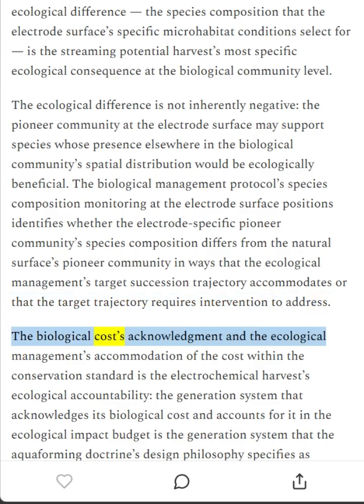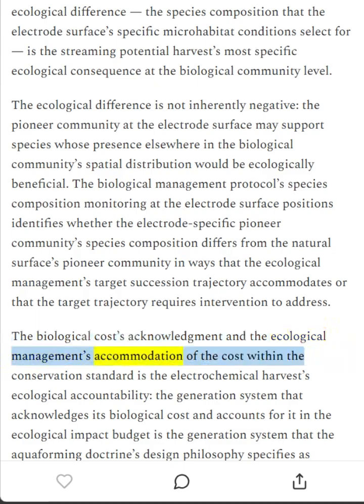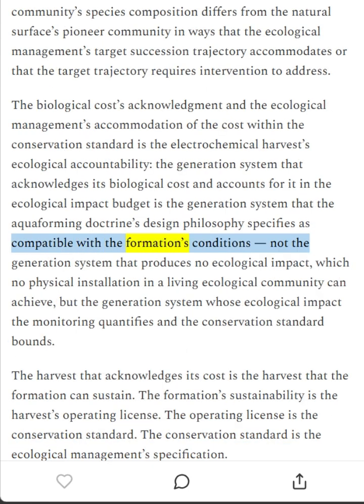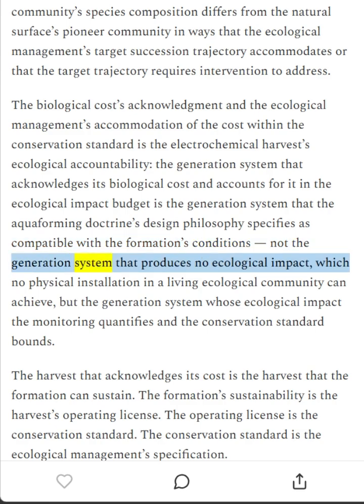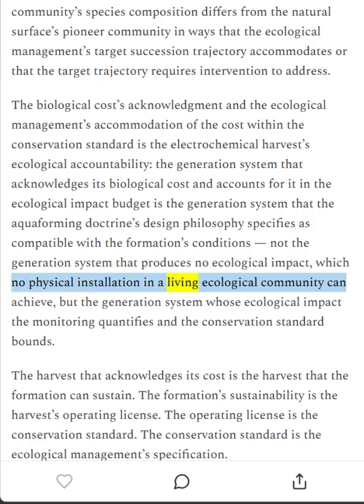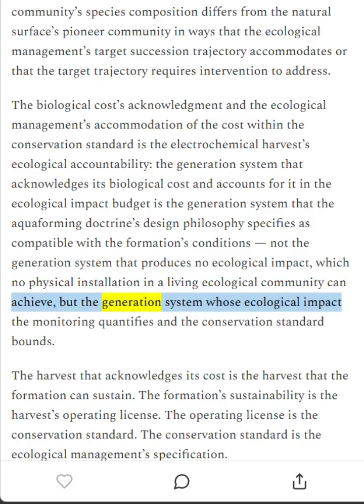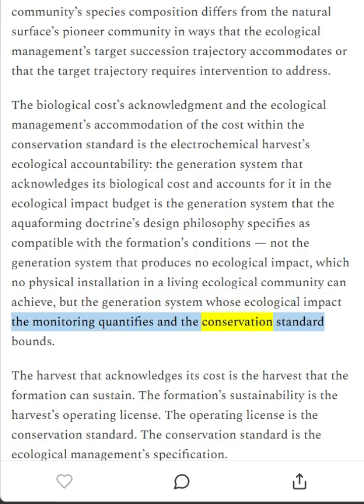The biological cost's acknowledgement and the ecological management's accommodation of the cost within the conservation standard is the electrochemical harvest's ecological accountability. The generation system that acknowledges its biological cost and accounts for it in the ecological impact budget is the generation system that the aquaforming doctrine's design philosophy specifies as compatible with the formation's conditions, not the generation system that produces no ecological impact, which no physical installation in a living ecological community can achieve, but the generation system whose ecological impact the monitoring quantifies and the conservation standard bounds.